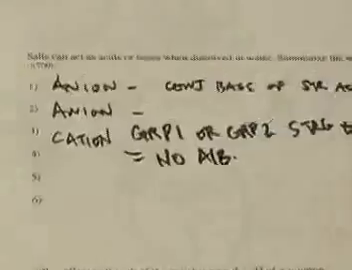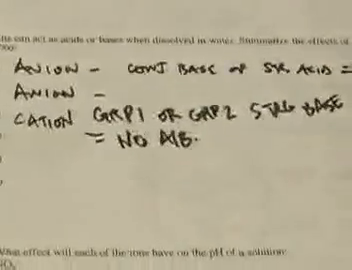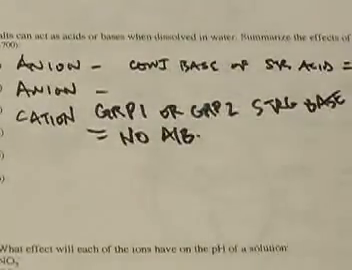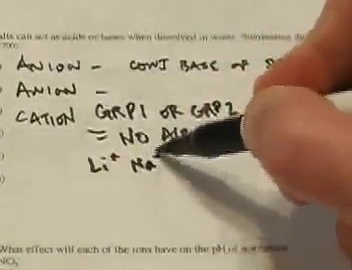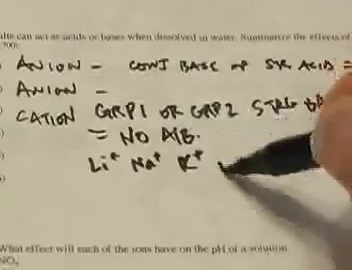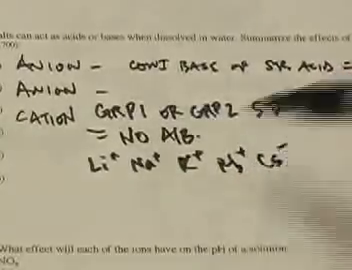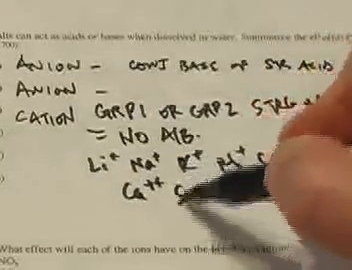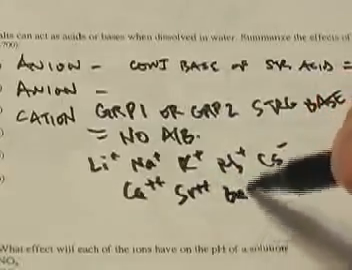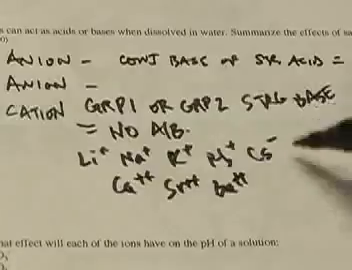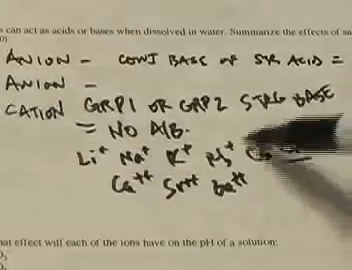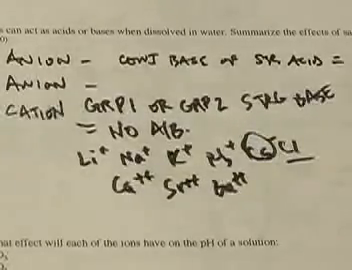No acidity or basicity. Okay? The cation is from group 1 or group 2. So if the cation was lithium, sodium, potassium, rubidium, cesium, calcium, strontium, or barium, all the ones that make the B on the periodic table. So if it was like cesium chloride or something like that, the cesium will not affect the pH at all.